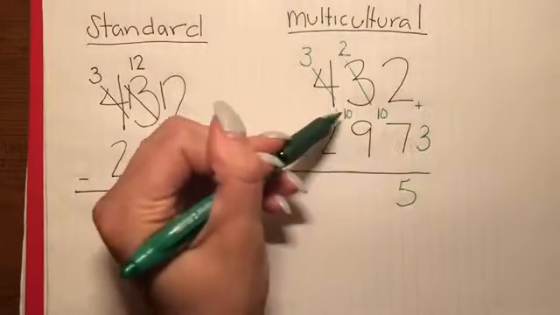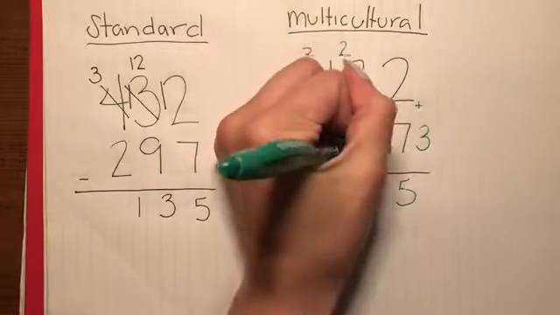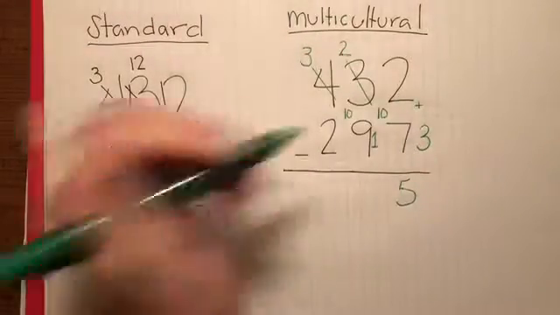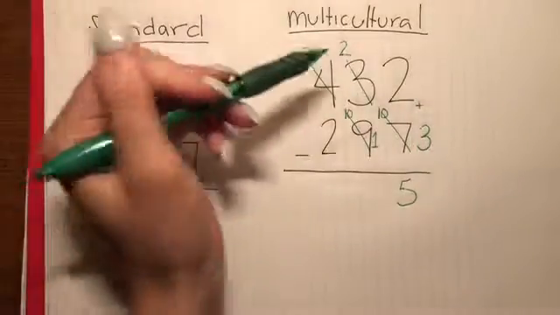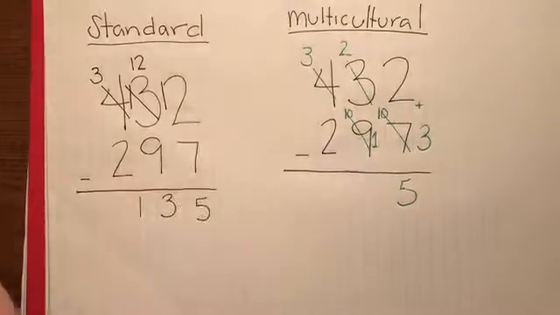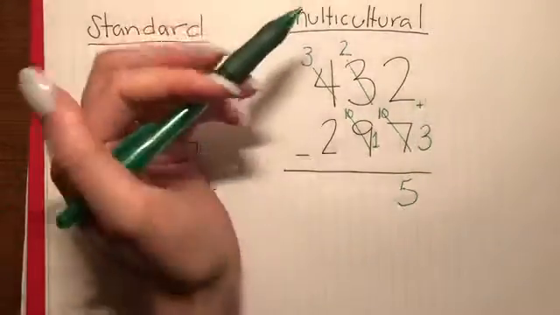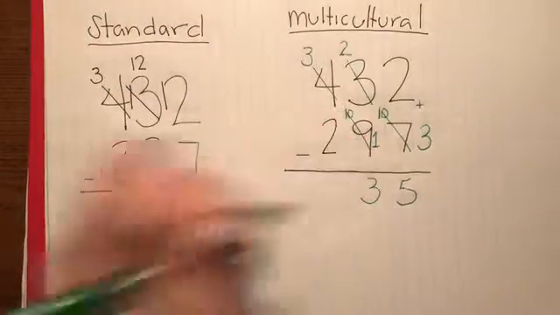We're going to do the same thing we did here. 10 minus 9 is 1. Cross those out so it's better to see. So now you're left with 2 and 1, and we're going to go ahead and add those together. So you've got 2 plus 1 equals 3.